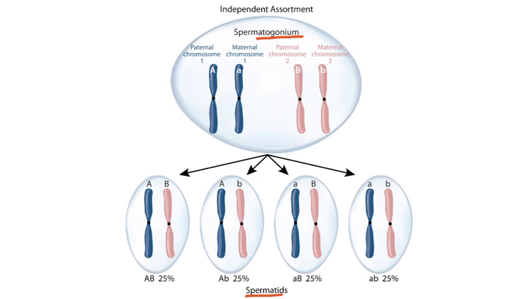In this figure, only two sets of homologous chromosomes are shown in the spermatogonium. So notice that there is a paternal version of chromosome 1 as well as a maternal version of chromosome 1. These are called homologous chromosomes. So in this figure, there are homologous chromosomes for chromosomes 1 and 2. In reality, there are 23 homologous chromosomes, but we've only shown 2 here for simplicity.